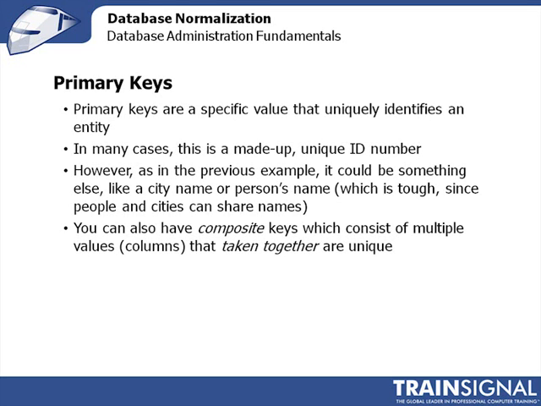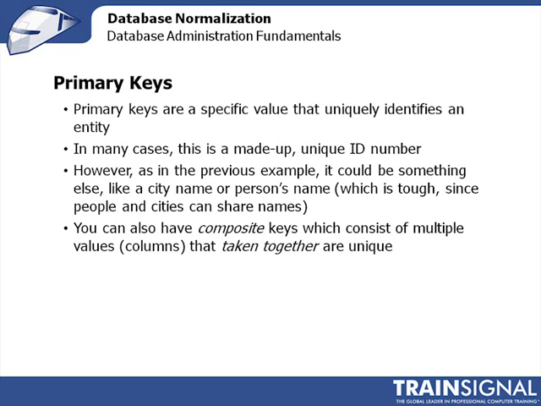In many cases, this is going to be a made-up unique ID number, something that SQL Server just sequentially assigns as you create new rows. However, in the previous example, it could be something else, like a city name or a person's name. That gets to be tough, though, because people in cities can obviously share names. There's more than one city named Las Vegas, for example, and simply using Las Vegas isn't really going to guarantee that that's a unique value.